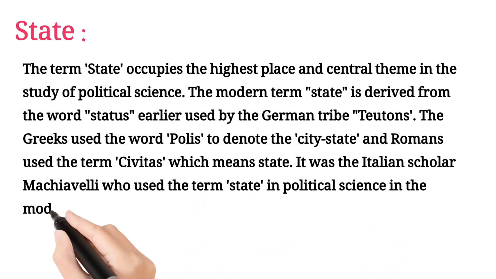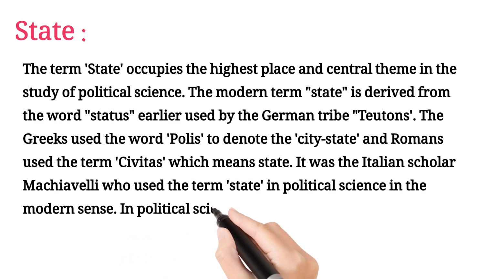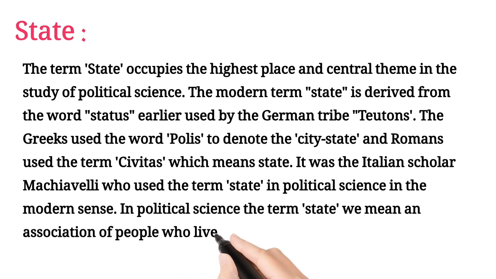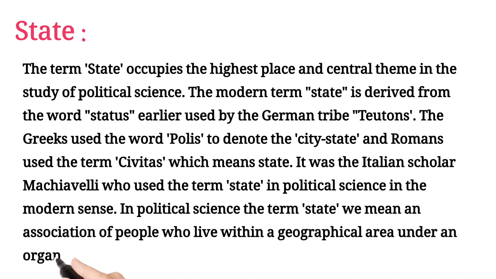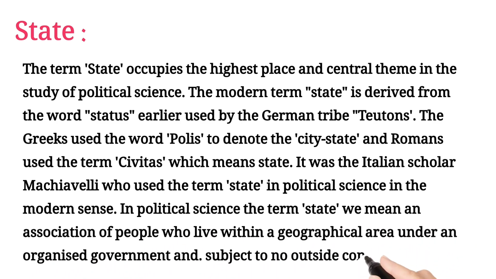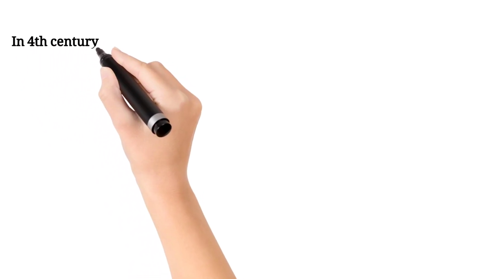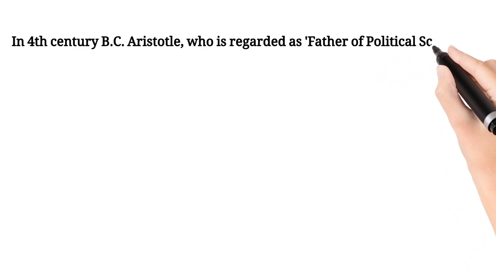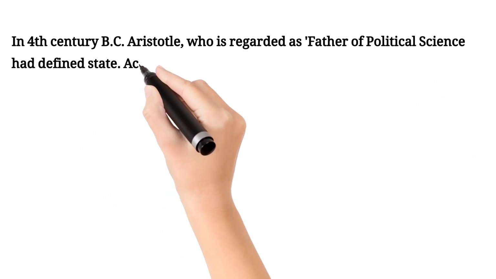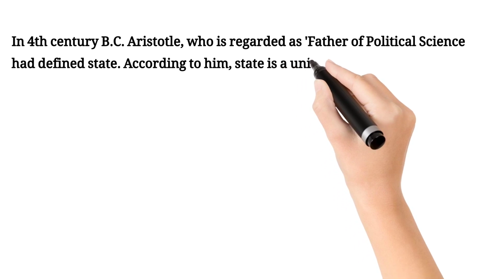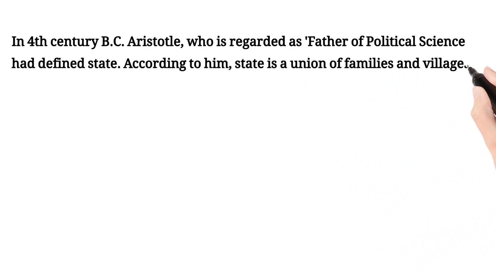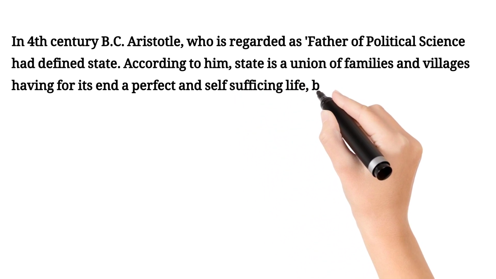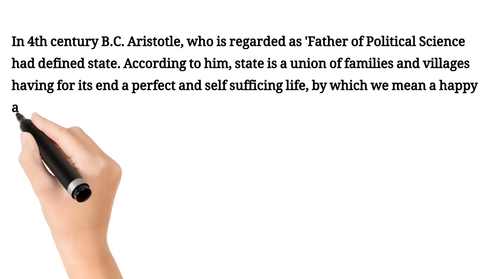In political science, by the term state, we mean an association of people who live within a geographical area under an organized government and subject to no outside control. In the 4th century BC, Aristotle, who is regarded as father of political science, had defined state. According to him, state is a union of families and villages having for its end a perfect and self-sufficing life, by which we mean a happy and honorable life.